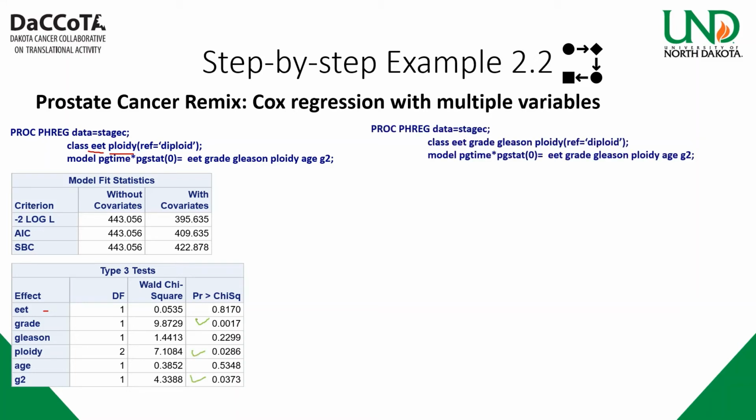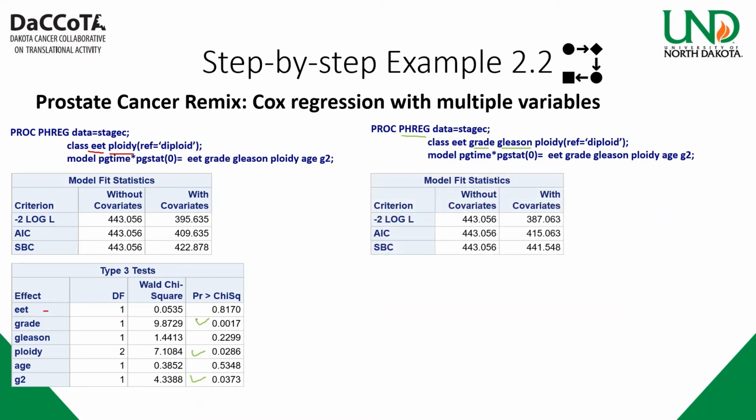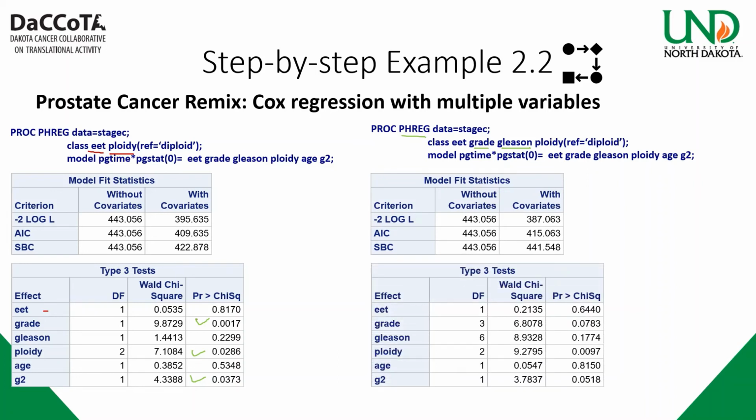Okay, so let's try proc freq again, but then adding, kind of as we were playing around in R, let's add, because we know grade and Gleason could possibly be categorical or numerical. Let's keep them categorical here. And here we have fit statistics, which is kind of interesting. But now at this point, only ploidy is significant.